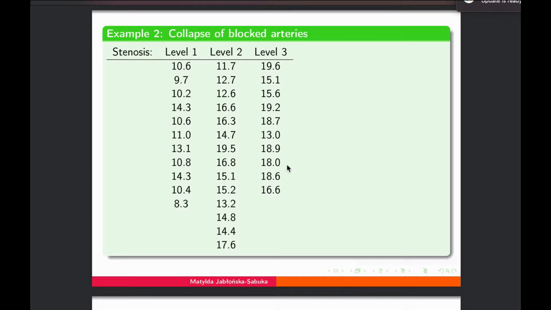In this video, we'll have a look at a numerical example for ANOVA. So if we come back to our collapse of blocked arteries case, and we have now the actual measurements of the 3 levels of stenosis, we would like to verify whether there is any difference between the mean values. If you notice, we have different sample sizes, but it doesn't matter for ANOVA testing.